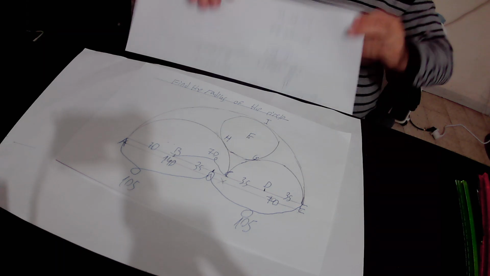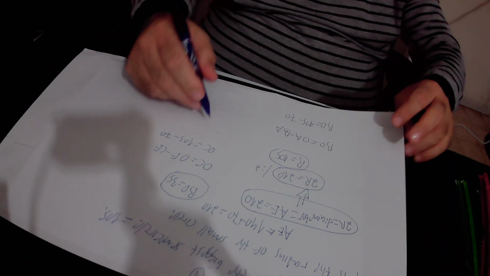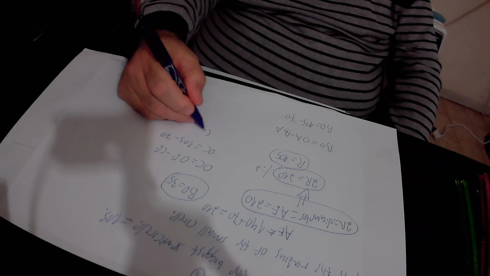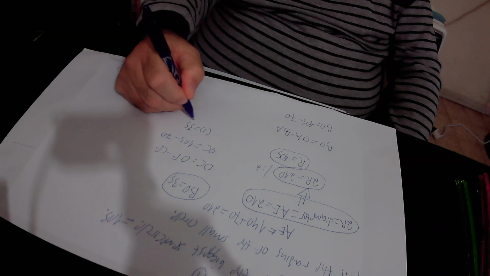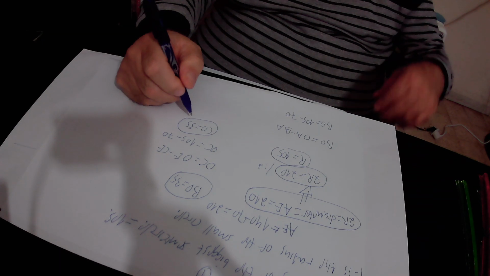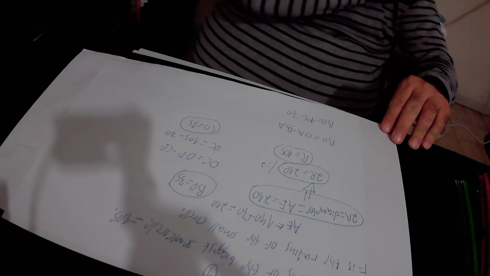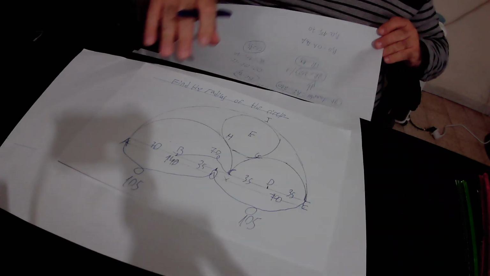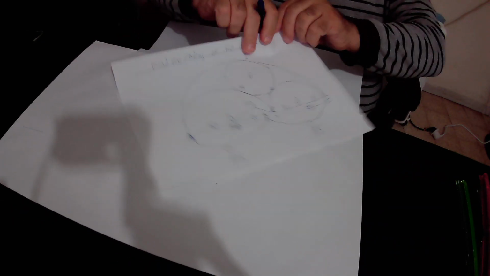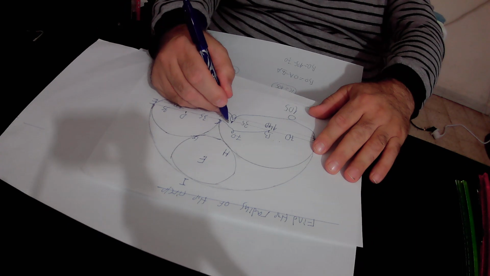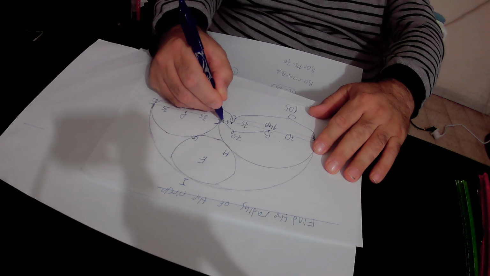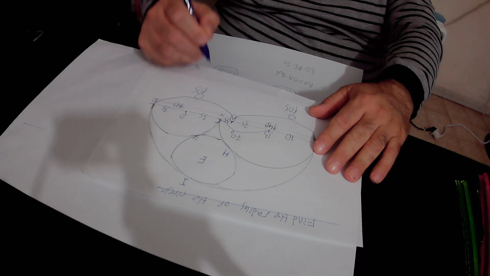In conclusion, we found out that the length of line segment OC or CO is 105 minus 70, that is also 35 units. So we can write down that CO equals 35 units in its length. This line segment OC or CO equals 35 units in its length. Okay.